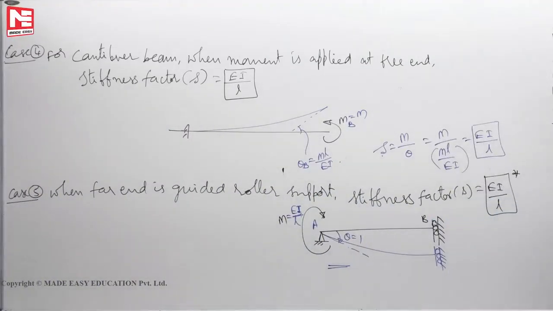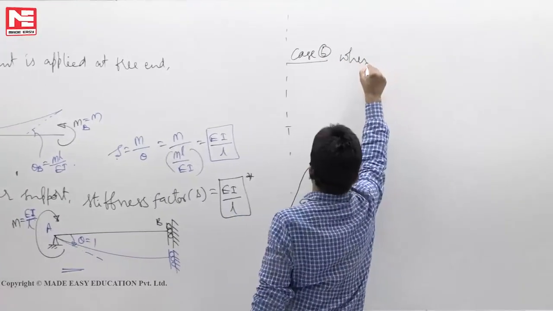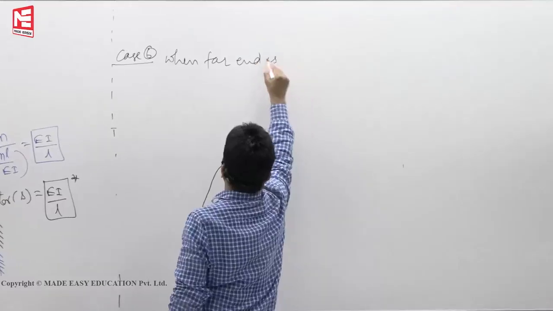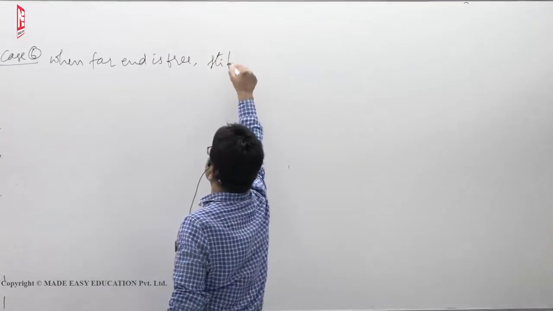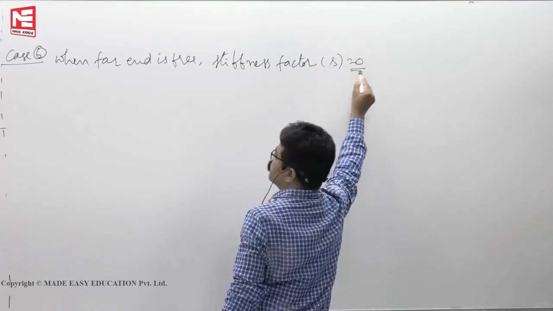Case 6. When far end is free, stiffness factor S is 0.